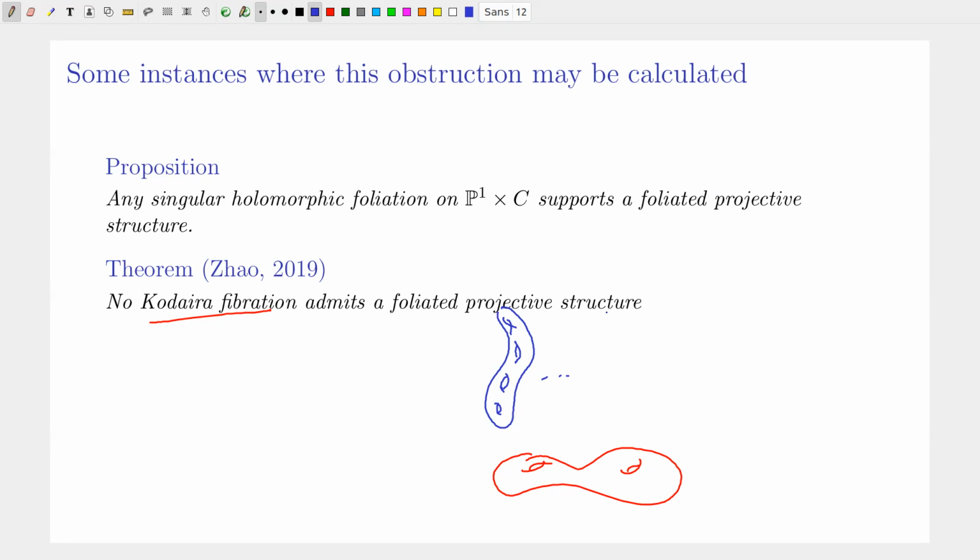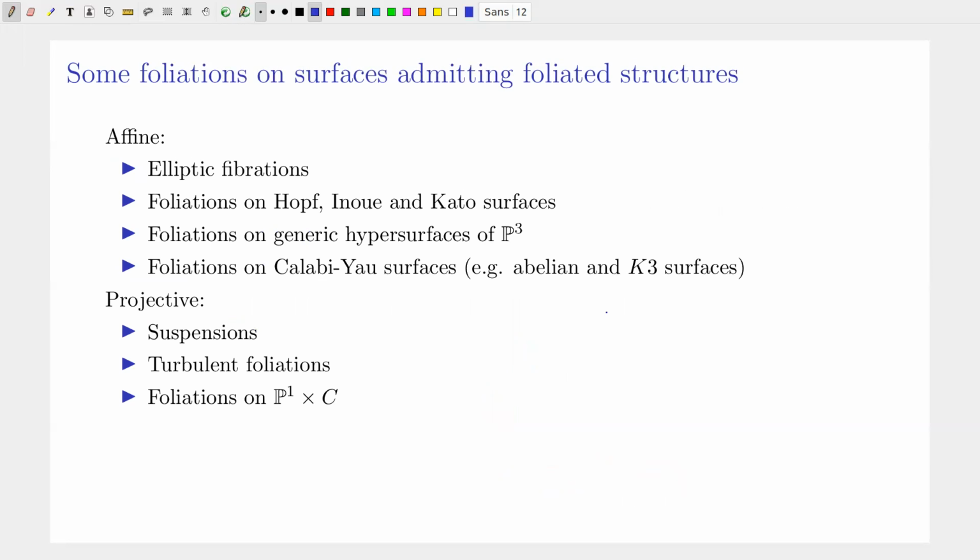So it's difficult to calculate. In some sense we have an answer, because we know exactly what the obstruction is, but it's an obstruction that is difficult to calculate. But we do know some other instances. Let me give you some instances of foliations on surfaces where we can explicitly say whether or not they admit a foliated projective or affine structure.